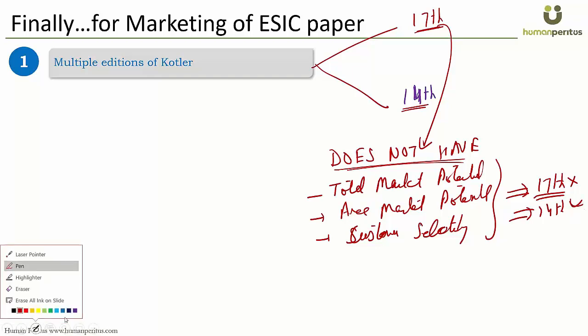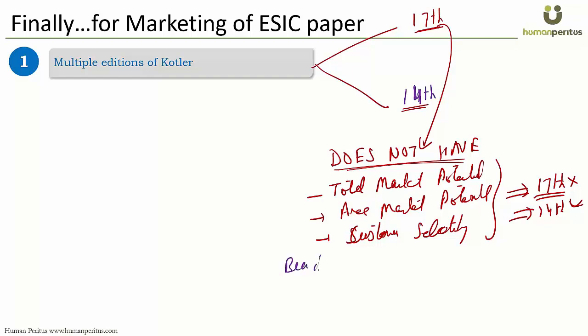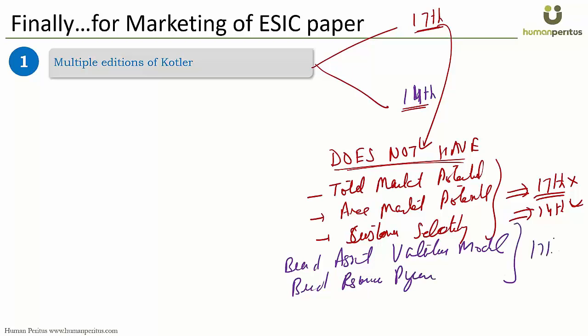Similarly, I can give you more examples, because we keep doing a lot of research for multiple exams. In the 17th edition, the brand management topic has been given very little space. For example, you will not find the brand asset valuator model in the 17th edition. Similarly, you will not find the brand resonance pyramid. You will not find them in the 17th edition, but you will find them in the 14th edition.